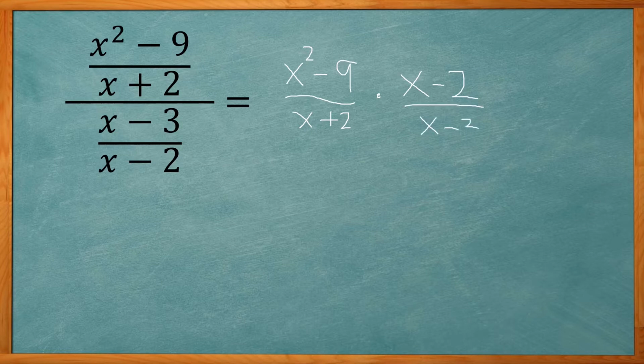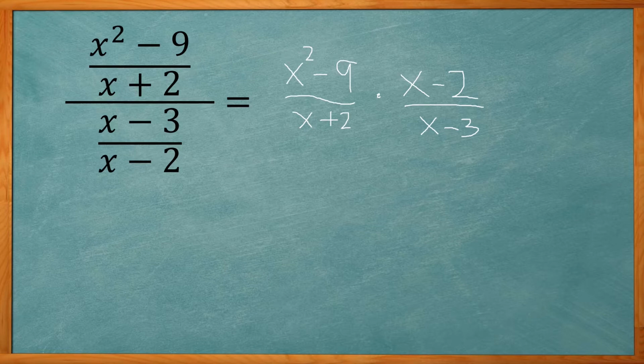And simply put, the reciprocal just means to flip it over. X minus 3 was on top here, but now it's going to be on the bottom of this fraction. X minus 2 was on the bottom, and now it's going to be on the top. Alright, so we end up with x squared minus 9 over x plus 2 times x minus 2 over x minus 3. Now with rational expressions, we always want to put it in the lowest terms. So we want to factor out what we can and reduce what we can.